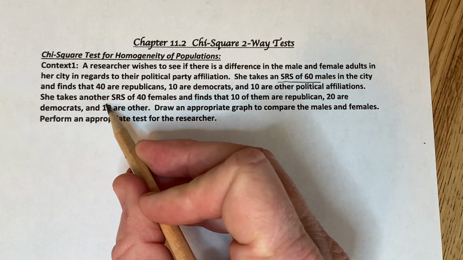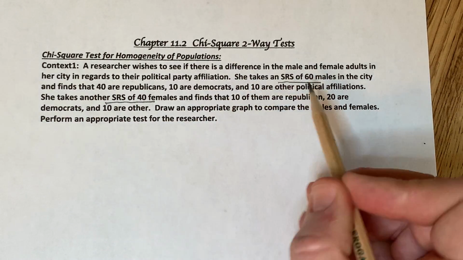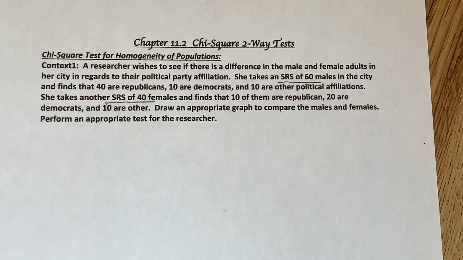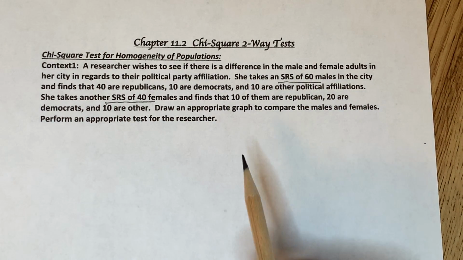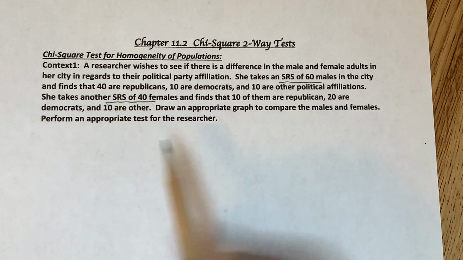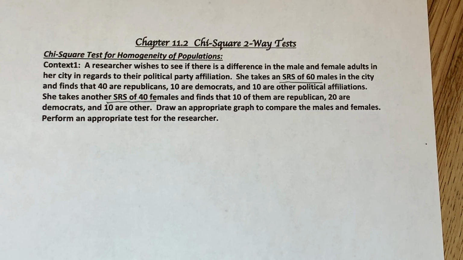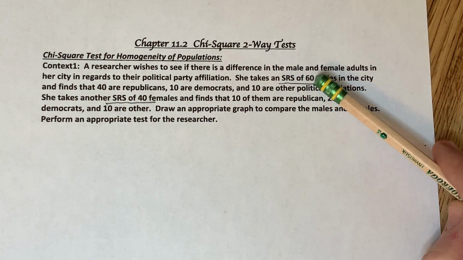She takes an SRS of 60 males in the city and finds that 40 are Republicans, 10 are Democrats, and 10 are other political affiliations. She takes another SRS, so that's two different SRSs, so that's a clue, it's for homogeneity, and finds that 10 of them are Republican, 20 are Democrats, and 10 are other. Draw an appropriate graph to compare the males and females and perform an appropriate test. And so, all right, we're dealing with a situation here where we have two different populations.